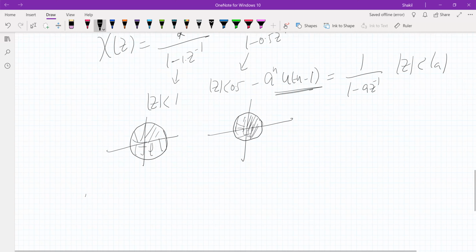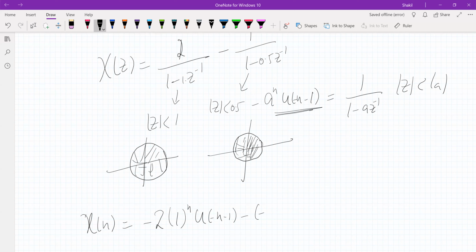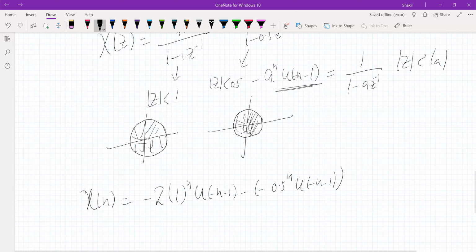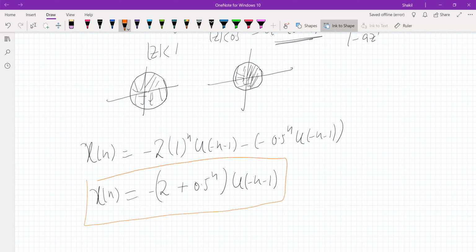So from this we can write x of n as 2 minus 1 raised power n u of minus n minus 1, then minus 0.5 raised power n u of minus n minus 1. Now 1 raised power n is 1, and if I take u of minus n minus 1 common, this will be 0.5 raised power n u of minus n minus 1. So this is the x of n when the region of convergence is inside this 0.5 circle.